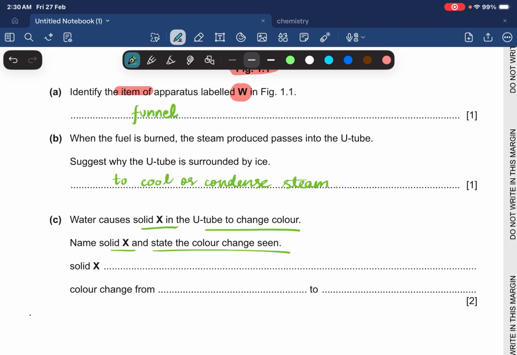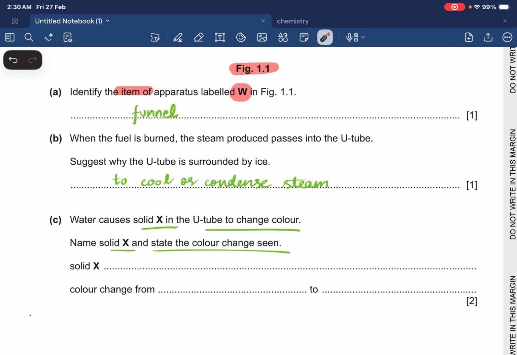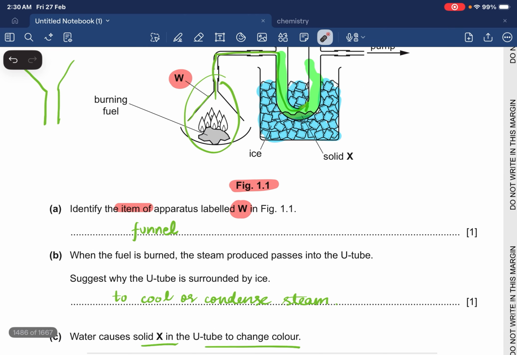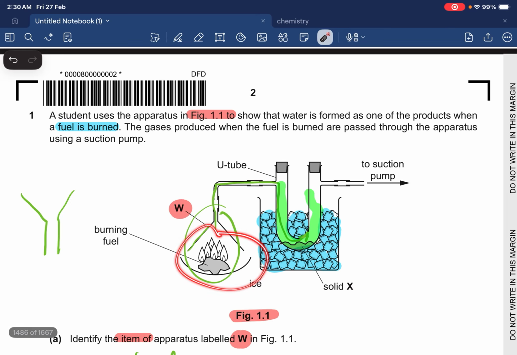Now I know this can be a brain teaser for you guys. You have not done an apparatus like this before, or you might be unaware of this stuff, but that's the thing. That's why I say ATP is not a paper for theory guys. It's going to be a paper for those who are able to think clearly. Okay, so now this salt is going to change color.